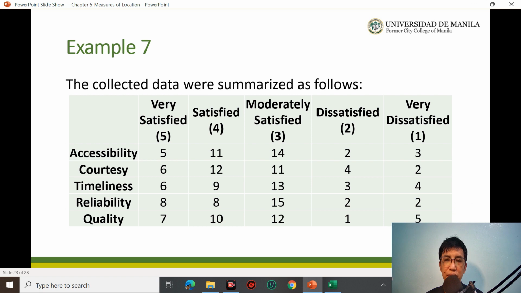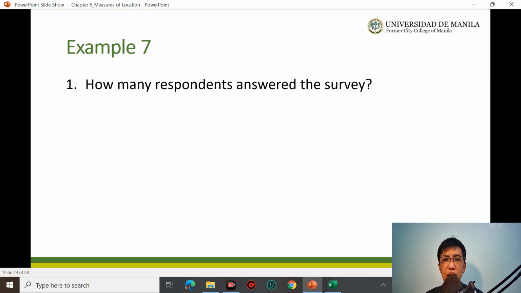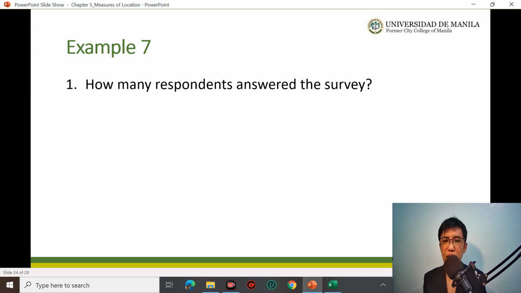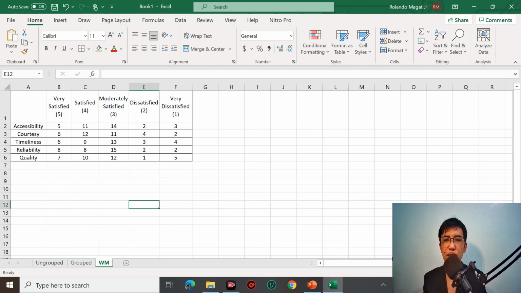So, sa presentation nyo ng data, ganito ang mangyayari. Summary na lahat ng ginather ninyo o nakolekta ninyo. Okay? And how many respondents answered the survey? We are asked to determine how many respondents answered the survey. Okay? I already have prepared the table here para mabawasan ang oras natin.